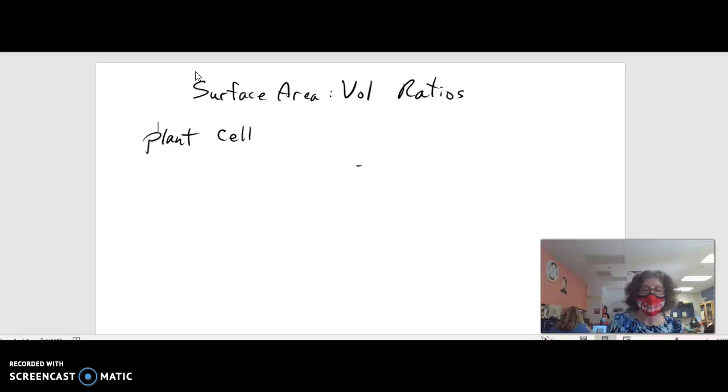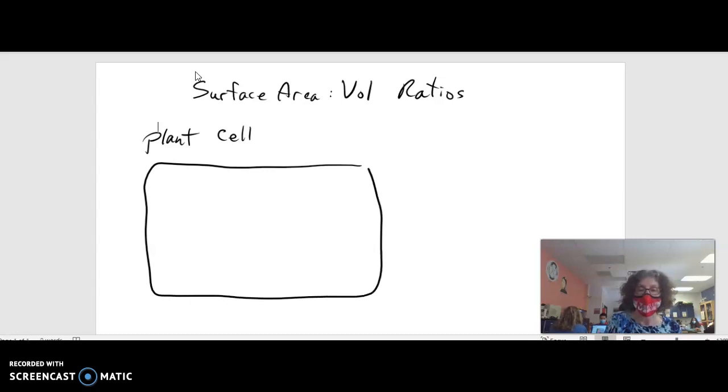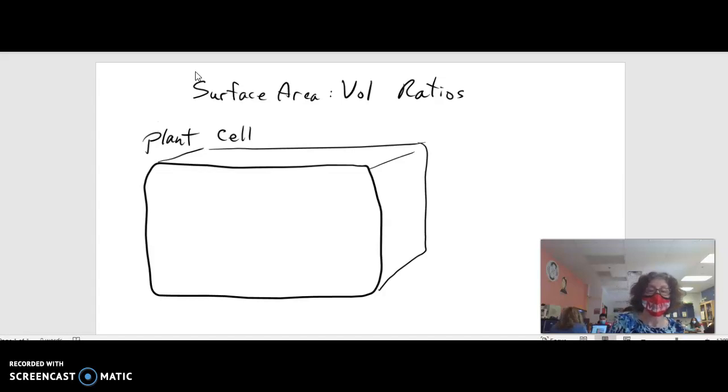So if I'm going to draw a plant cell on here and try to make it nice and big and also try to give it some dimensionality, I'm going to give it some dimension here, like this. So I have a three-dimensional kind of rectangular shaped plant cell here. Whereas an animal cell, as you know, if you looked at the diagram, compared to plant cells, they're really small.